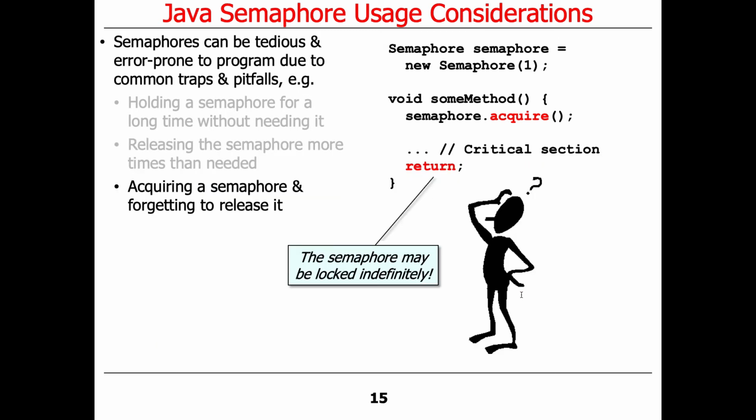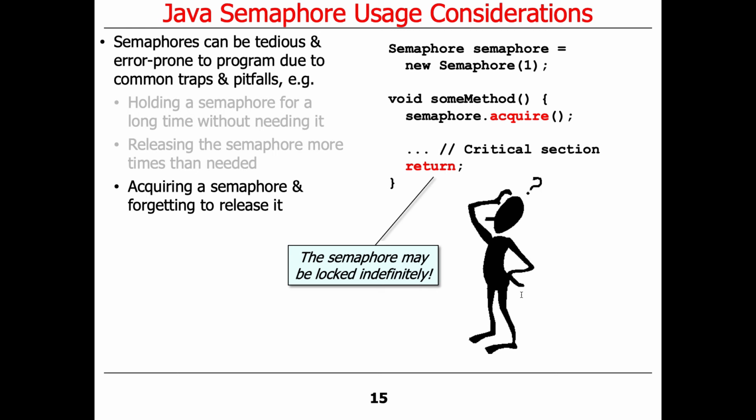Another equally annoying bug: if releasing the semaphore too many times is a problem, another problem is acquiring the semaphore and then forgetting to release it. This is probably an even more common problem. So here we come along, we acquire the semaphore, we've got some critical section, and then we return from the method without actually releasing the semaphore. Now, sometimes that's perfectly fine. If you don't have fully bracketed semaphore usage, that may not be a bug. But if you expect to have fully bracketed semaphore usage and you return without releasing the semaphore, then that semaphore will be locked indefinitely, and that can cause all kinds of problems.